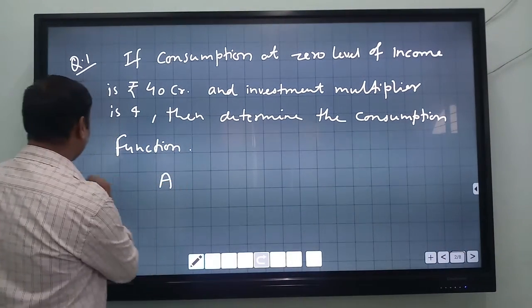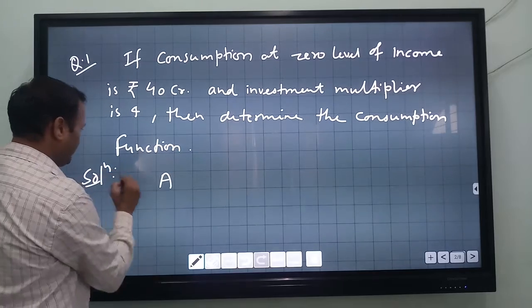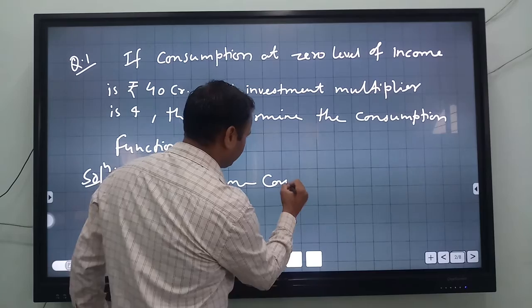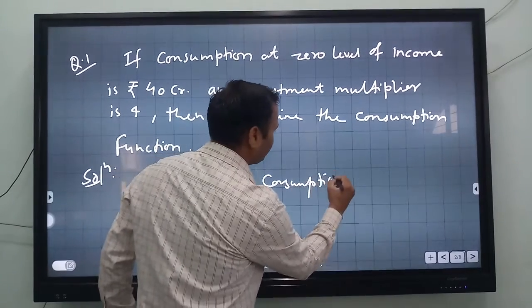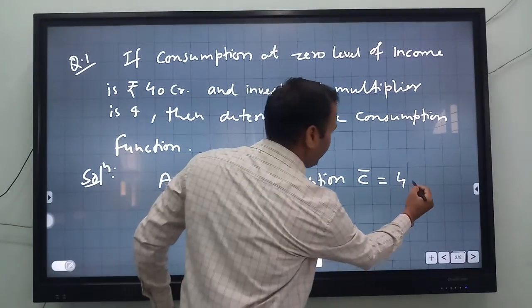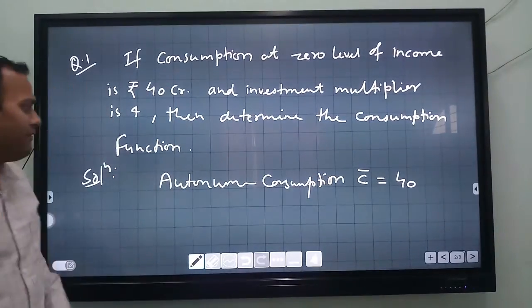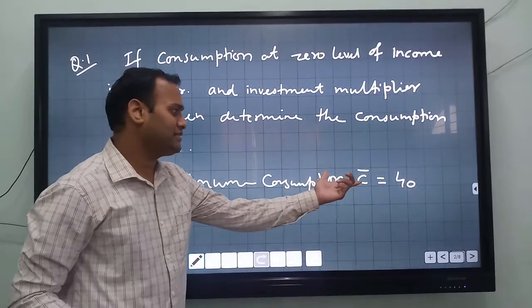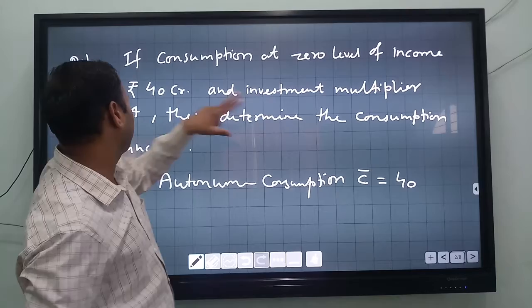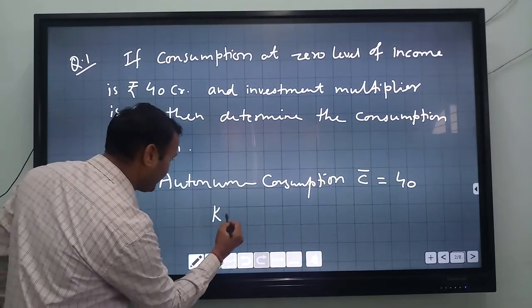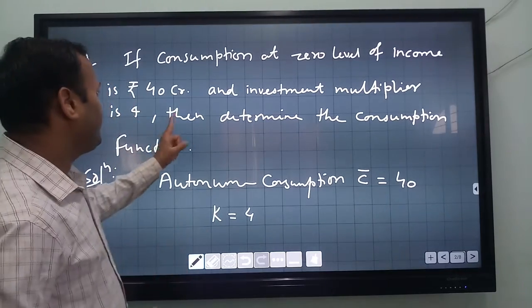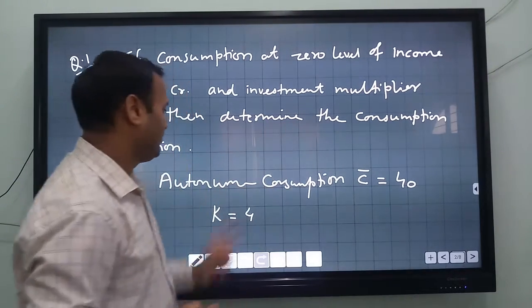Okay. So the solution of this question is, we have been given the autonomous consumption, that is C bar is equal to 40 CR. And we have also been given the investment multiplier, that is K. K is how much? 4. And we have to determine the consumption function.